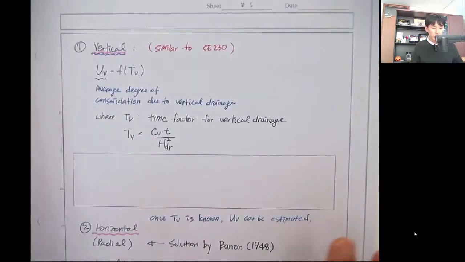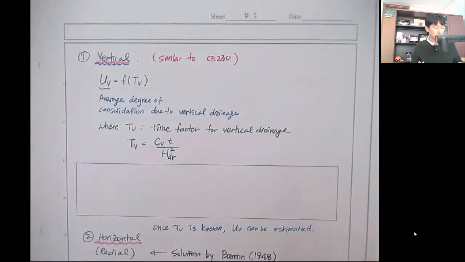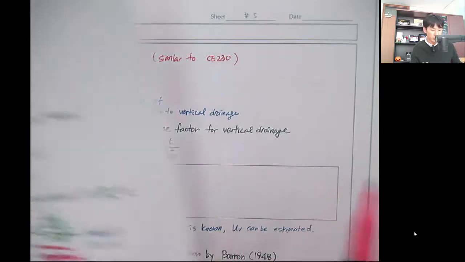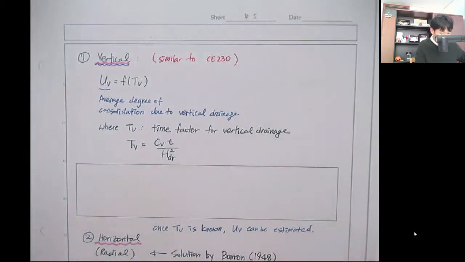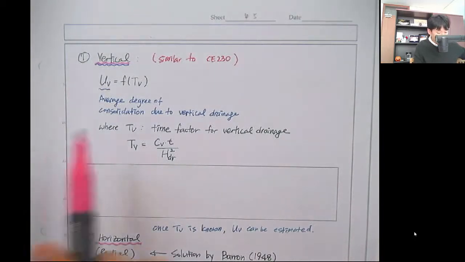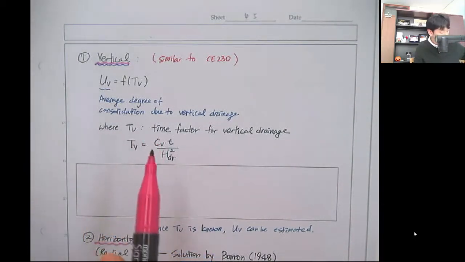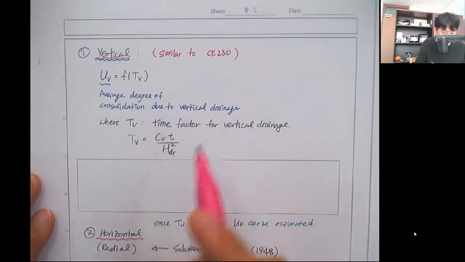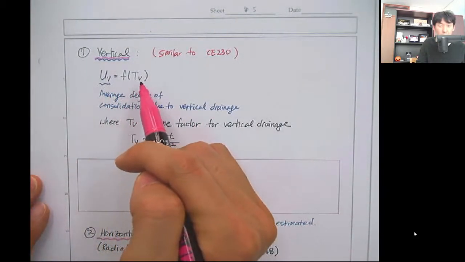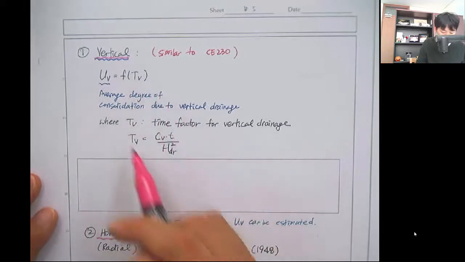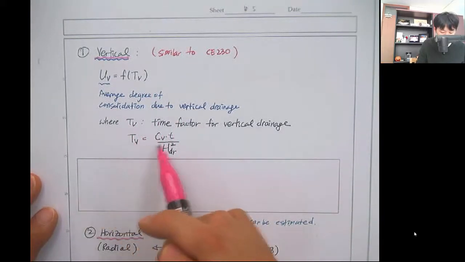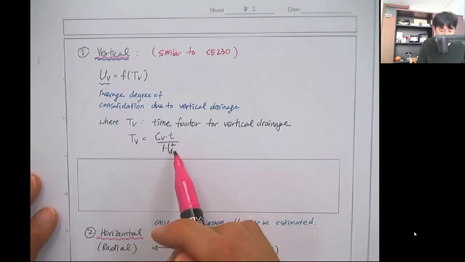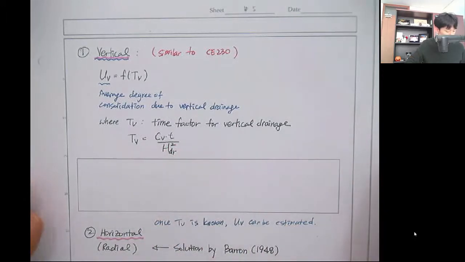So the vertical part is exactly the same as Terzaghi's one-dimensional consolidation theory. So the average degree of consolidation due to the vertical drainage, UV, is a function of time factor TV. And here, time factor TV is the time factor for the vertical drainage. TV is CV times T over HDR squared.